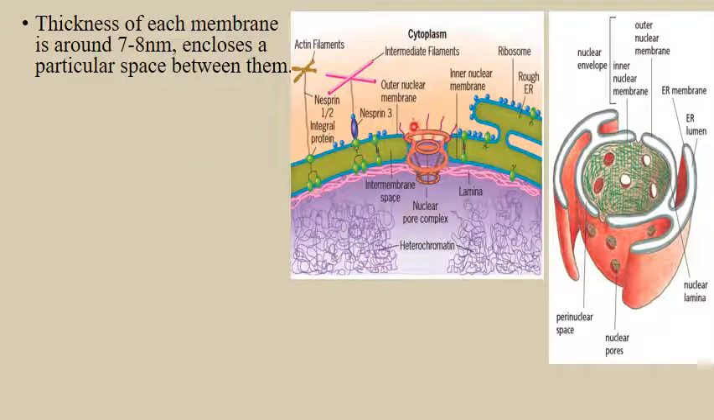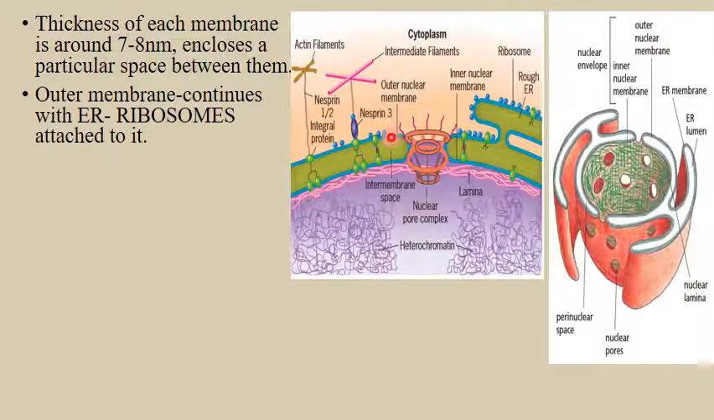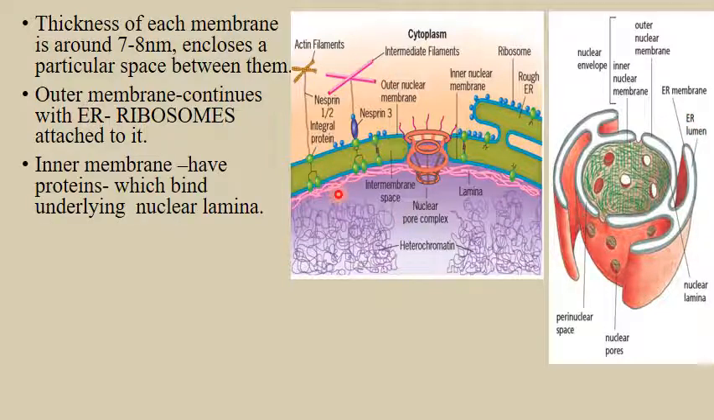Here the thickness of each membrane is around 7 to 8 nanometer, and you can see that the outer membrane is continuous with the endoplasmic reticulum in which ribosomes are attached. Here the blue color is the ribosomes that you can see, attached to the endoplasmic reticulum, and it is continued from the outer membrane of the nuclear envelope. In this picture you cannot see the ribosomes attached, but you can see that the outer membrane is continued with the endoplasmic reticulum, and the inner membrane has proteins which bind the underlying nuclear lamina.